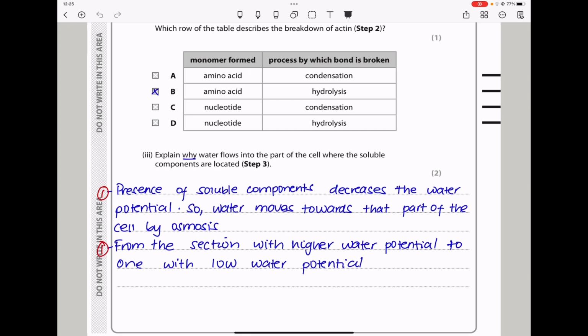Here they say, explain why water flows into a part of the cell where the soluble components are located in step 3. We know that water is going to flow into the cell by the process of osmosis, and therefore there should be some soluble components within the cell that can dissolve in order to cause osmotic pressure, to cause the movement of water from a region of high water potential into the cell where there is low water potential. So here I said, presence of soluble components decreases the water potential, so water moves towards that part of the cell by osmosis, from the section with higher water potential to one with a lower water potential.